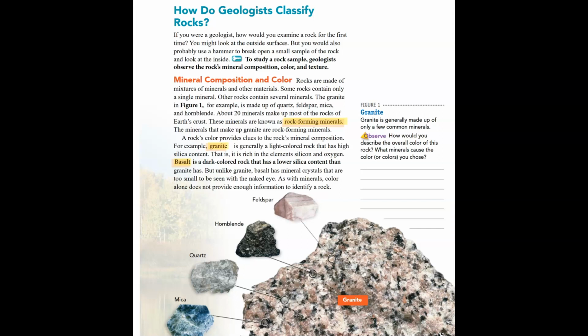Question says, how would you describe the overall color of the rock? What minerals cause the color or colors that you chose? Well, I can see by looking at this rock, it looks like it's spotted with many different colors. We've got some black in there, which probably comes a bit from the hornblende, maybe some of the mica. We've got some pink in there that could be the feldspar, and we've got some gray in there that could come from the quartz.